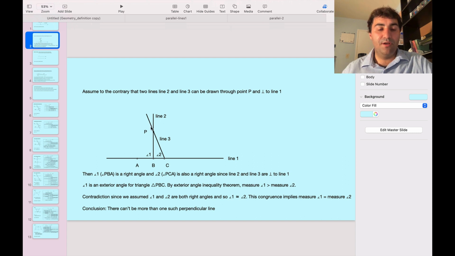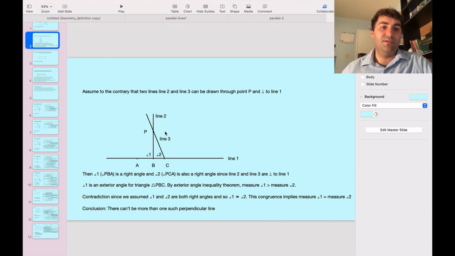But if we look at this figure here, we get this triangle PBC, right? So angle 1 is actually an exterior angle for this triangle, and angle 2 is a non-adjacent interior angle, the one that has vertex C. So by the exterior angle inequality theorem, the measure of angle 1 is going to be greater than the measure of angle 2.